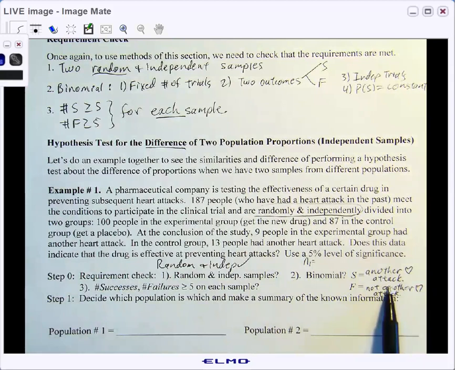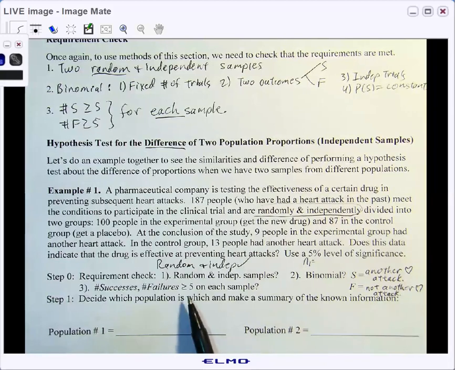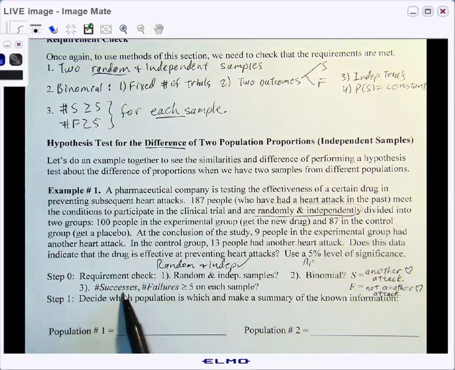And if one person has a heart attack, that doesn't say anything about another person, so the trials must be independent. Therefore, the probability of success in each population should be a constant. And we need to check to see if the number of successes and the number of failures are greater than or equal to 5 in each sample. So let's go ahead, and we'll come back to that in just a second.